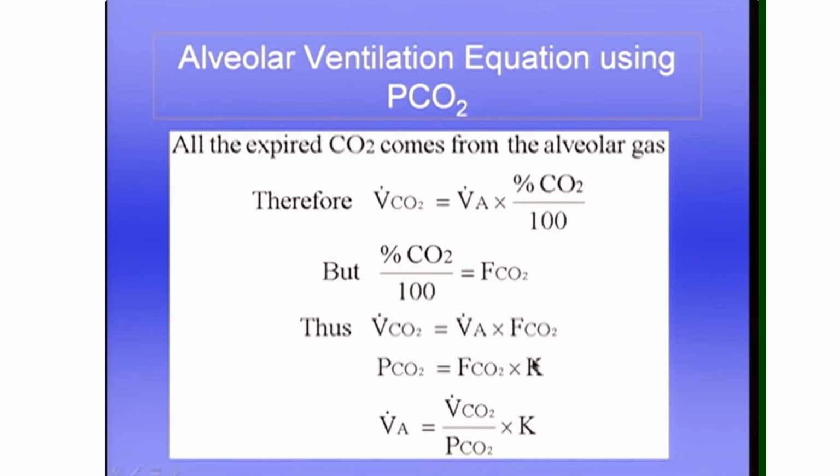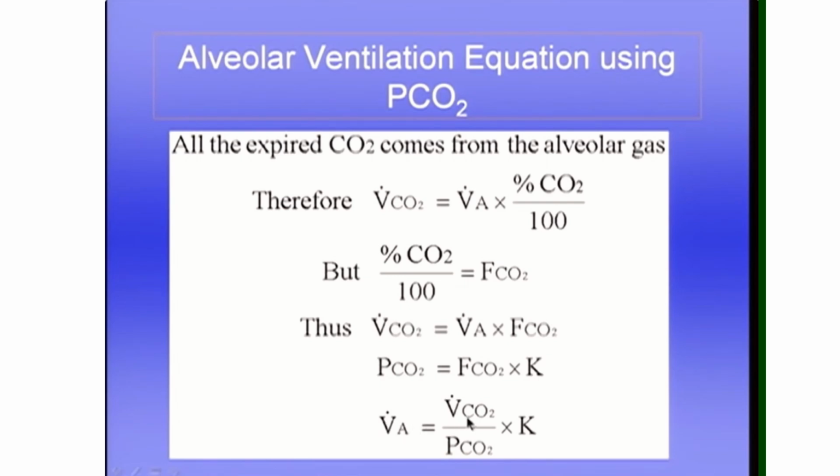Now, it turns out, and here I have to go ahead a bit because we haven't covered this yet, we're going to cover it in the next lecture, you'll have to just take it from me for the moment: the partial pressure of CO2 is equal to the fractional concentration times a constant. In other words, the partial pressure is proportional to the fractional concentration. We don't need to worry too much about this constant K. But this allows us to insert PCO2 over K for fractional concentration, and that gives us the final equation, which is called the alveolar ventilation equation.